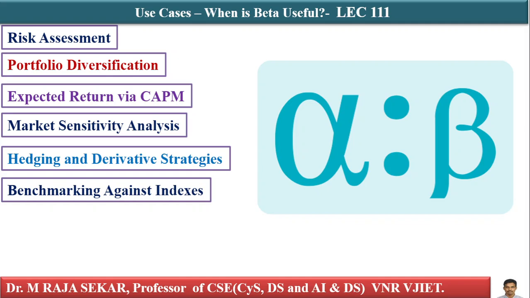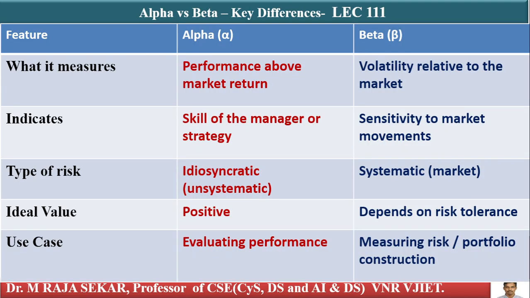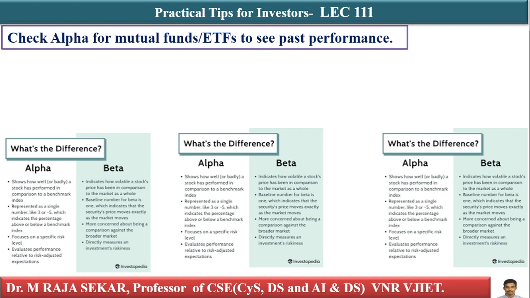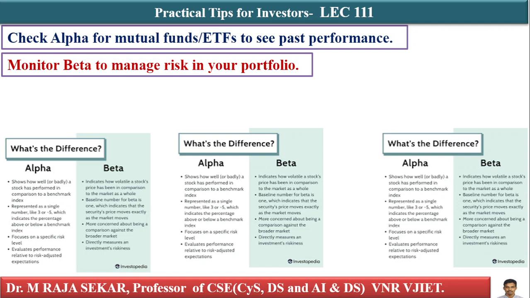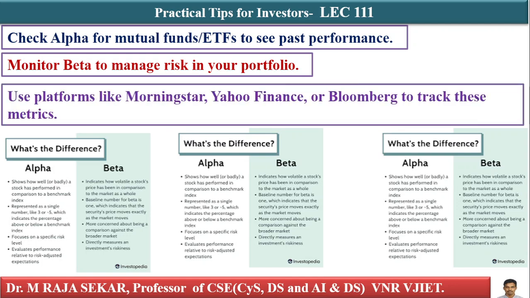That's important. Actually, I request all of you to go through this particular table, this is what matters. Alpha is performance above market returns, beta means volatility relative to the index. This particular table gives a lot of intuition and practical tips. Check alpha for mutual funds and ETFs to see past performance. Monitor beta to manage risk in your portfolio. Use platforms like Morningstar, Yahoo Finance or Bloomberg to track these metrics.